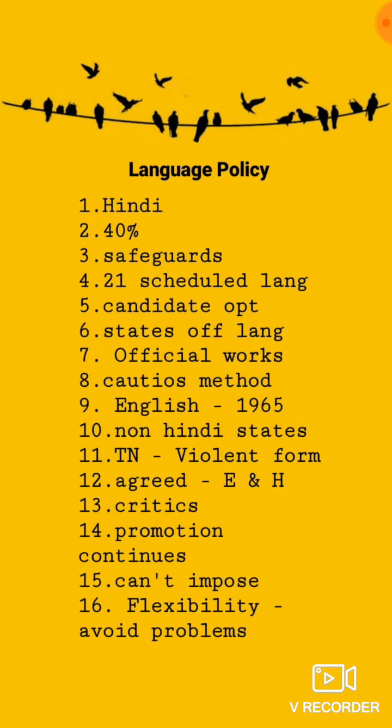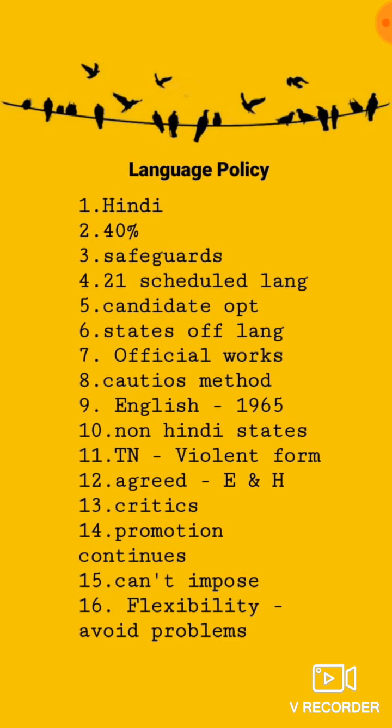So this is what about the second test, language policy. No particular language was given the status called national language. Hindi was identified as the official language, but only 40% of the people have Hindi as the mother tongue. And apart from Hindi, 21 scheduled languages are there. And the candidate appearing in a central government exam can take any of these languages. And the Indian leaders were very cautious about dealing with this language issue. In 1965, the constitution said the speaking of English should be stopped. But non-Hindi speaking states demanded to continue using English. And this problem was violent in Tamil Nadu.